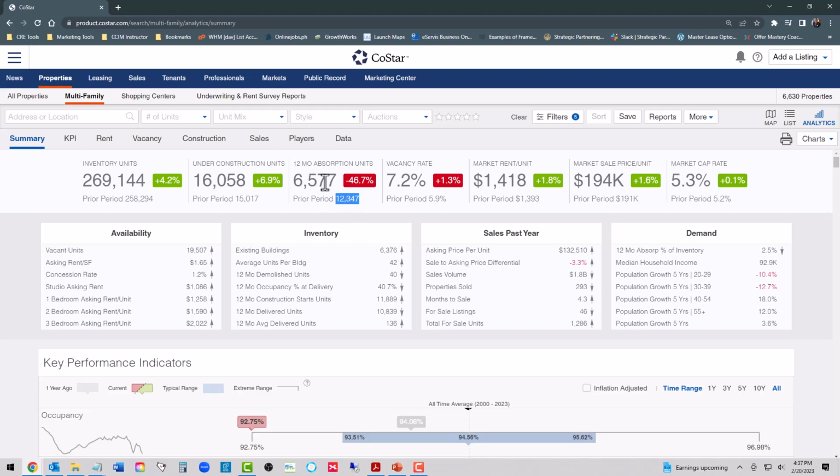So it looks like our 12-month absorption is definitely slowing, and our vacancy rate is showing us that. A year ago, we were at 5.9%. Today, it is only at 7.2%. We had a slight tick up in year-over-year rent growth from 1393 to 1418. And as usual, we will not be looking at the capital markets. We will only be looking at the space market, or our supply side for rental data.